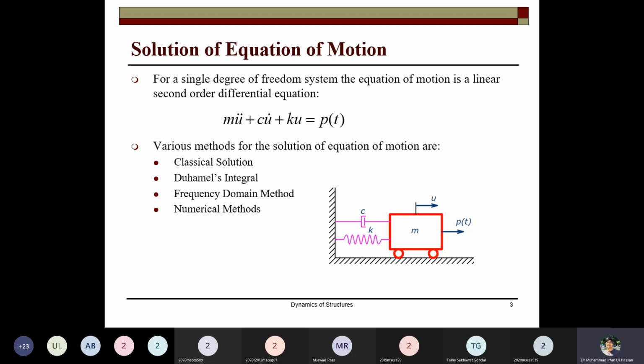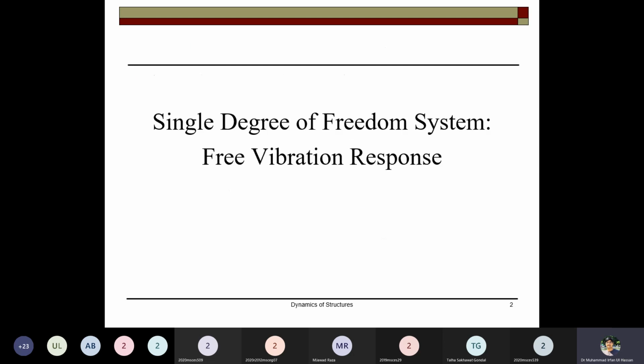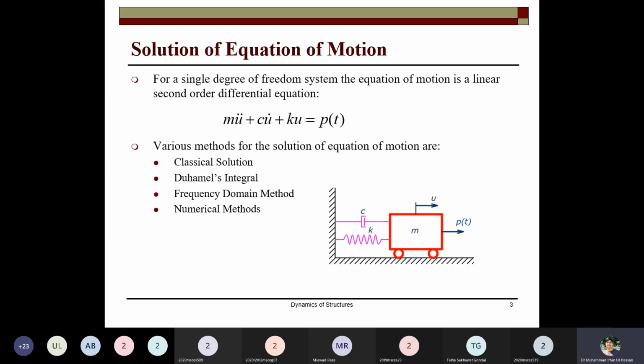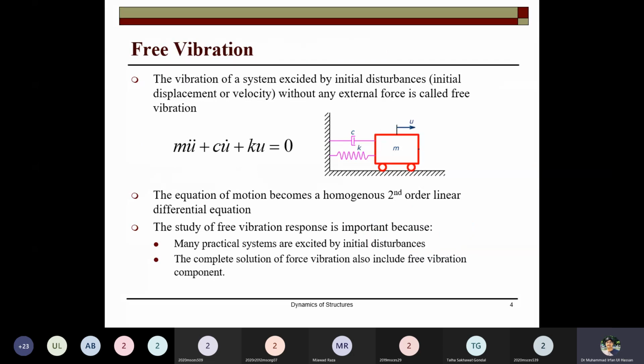So in that part, initially we were doing the free vibration response and the solution of the equation of motion, how we can make an equation of motion for the different systems. That was basically already covered. And in that part, you know that there are three components for the equation of motion. And for undamped free vibration, how can we solve those?